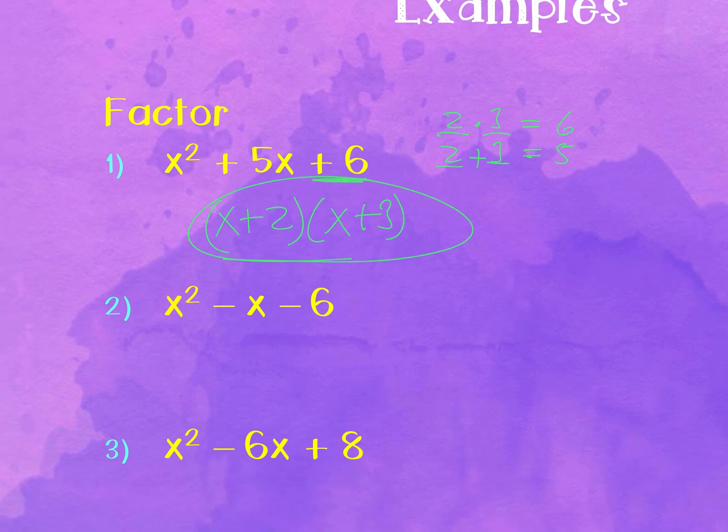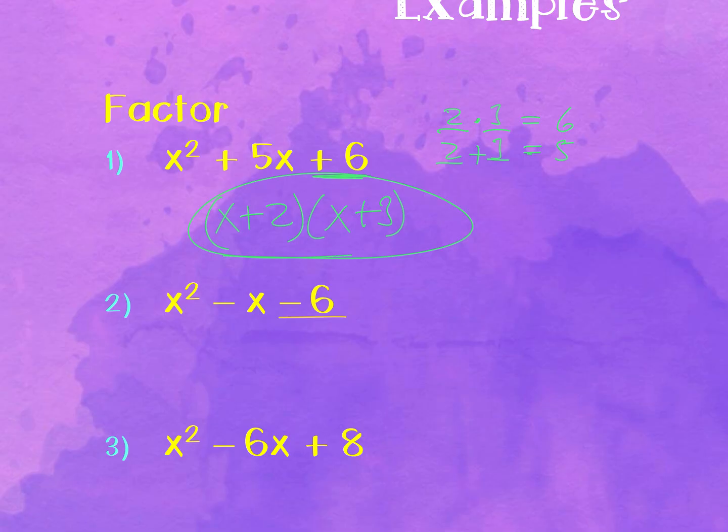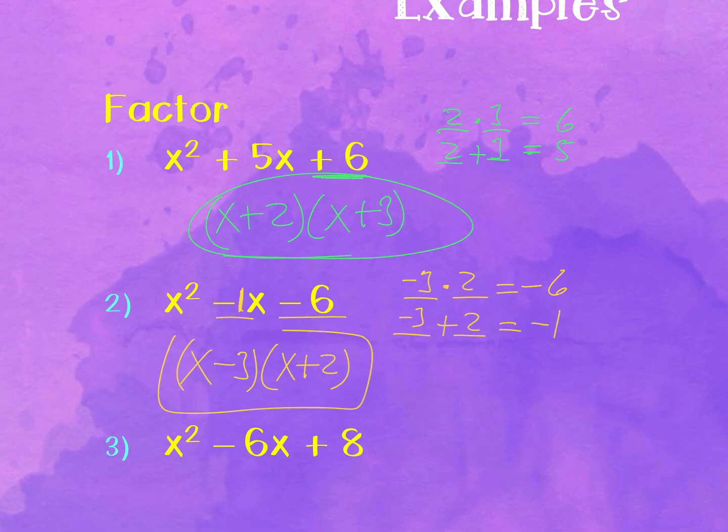Same exact thing with the next one. You're looking for what multiplies to negative 6. The middle term, when you don't see a number, assume it's a 1. So you're looking for what times what gets me negative 6, and what plus what gets me negative 1. In this case, it's going to be negative 3 and positive 2. Negative 3 times 2 gets me negative 6, and when you add them, you get negative 1. That 3 is negative, so it's going to be x minus 3. That 2 is positive, so it's going to be x plus 2. All you've got to do.